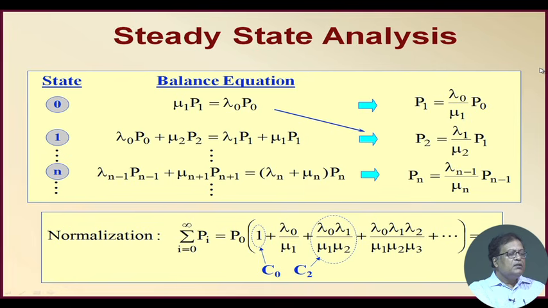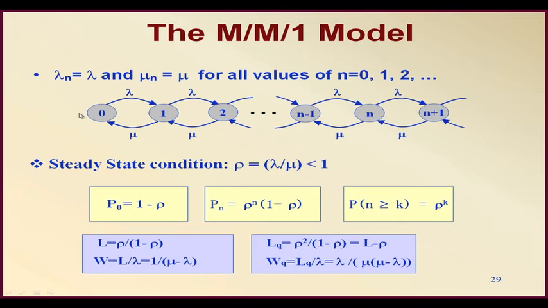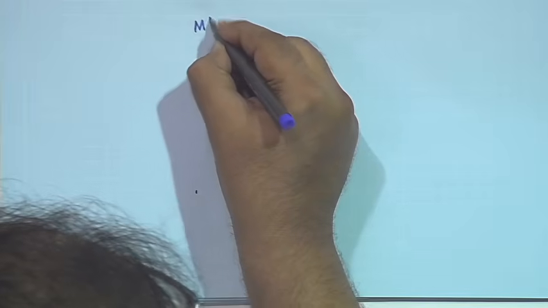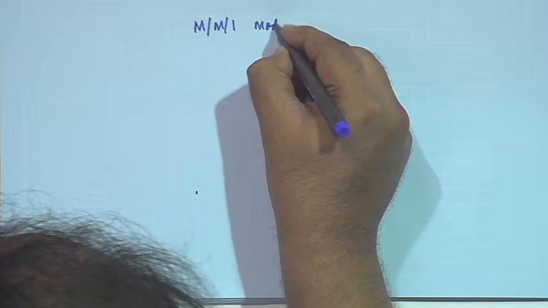Then let us look at the balance equations. In fact, these balance equations can be obtained from these rate diagrams. How is it obtained? Let us see for an MM1 model. Let us draw it here also, then it will be understood easily. Let us say we have an MM1 model.